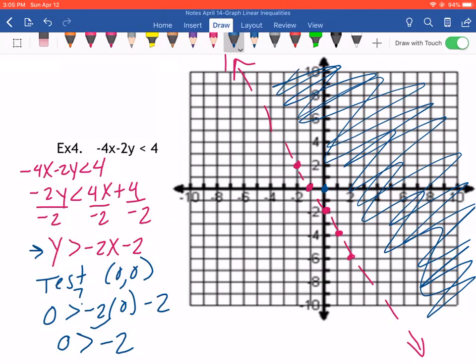Okay. If you're looking at this right now and you're like, Miss Powell, didn't we already know that? Did we really have to test a point? Can't you just tell that y is greater than -2x minus 2, so you have to shade above the line? Yes, you can. That's absolutely correct. You can do that. Not a problem. I'm showing you how to test the point just so that you can know if it's right every single time without any question.